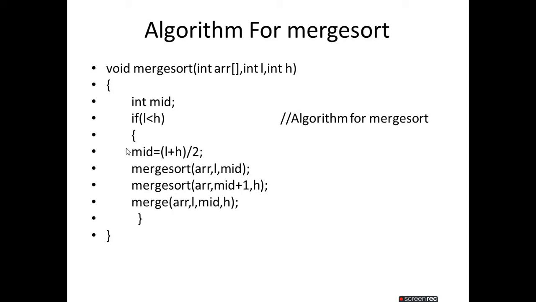What is our concept in divide and conquer? Basically, we find the mid value. Then we divide the array into 2 parts. One subarray is from the lower bound to mid, and another subarray is from mid plus 1, which means just after the position of the mid, to the upper bound. So there are 2 arrays.